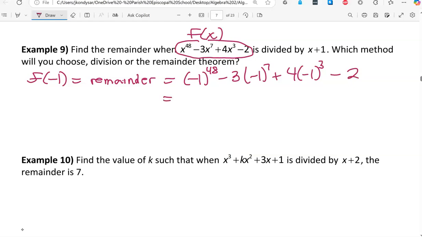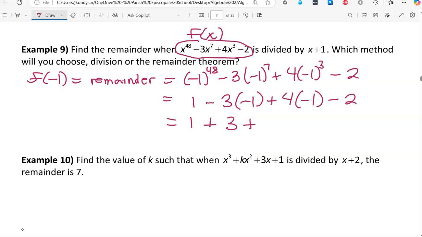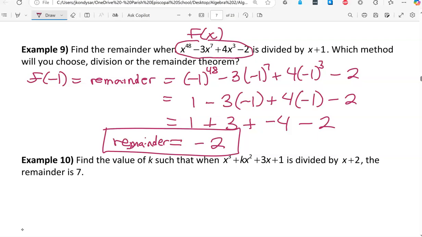minus 2. What we know about negative 1 raised to a power is that it's positive 1 when the exponent is even, and negative 1 when the exponent is odd. So now if I perform the operations here, we're going to get 1 plus 3 is 4, minus 4 is 0, minus 2 is negative 2. So our remainder is equal to negative 2.